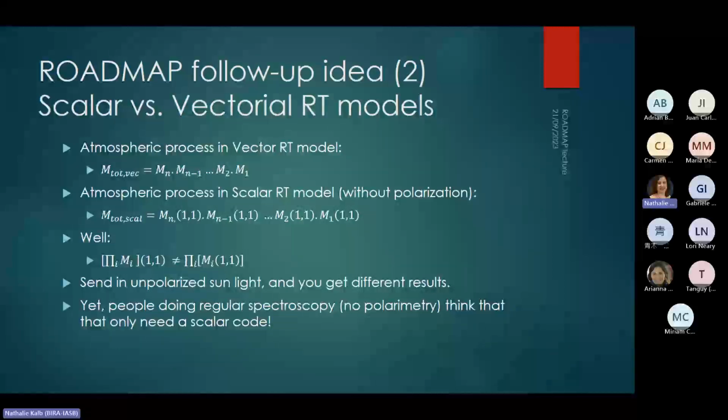Scalar versus vectorial radiative transfer models. For example, for the nadir observations, we use the scalar radiative transfer model. Basically, it is just the multiplication of the different processes, the Mueller matrices. In a vectorial radiative transfer model, you multiply all the matrices. In a scalar radiative transfer model without polarization, you just multiply the first element. Okay, this is the model for a scalar radiative transfer.